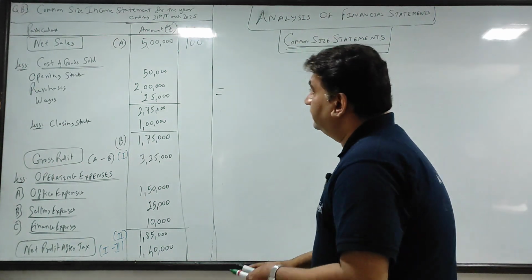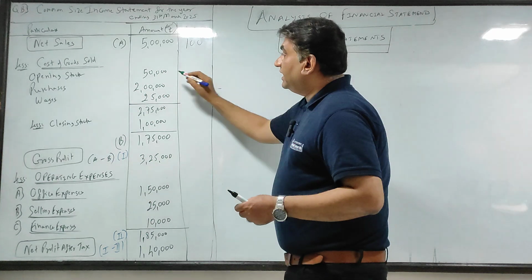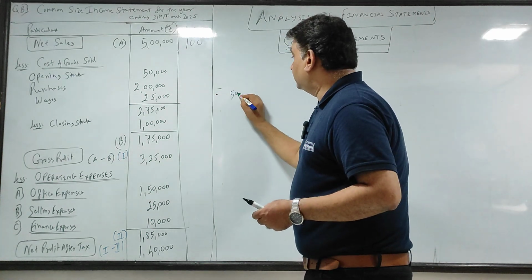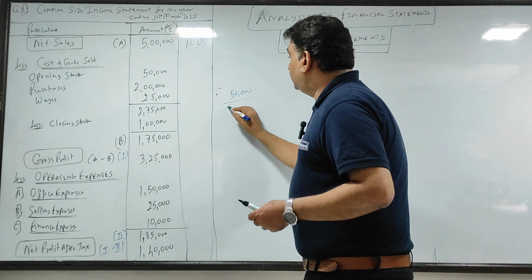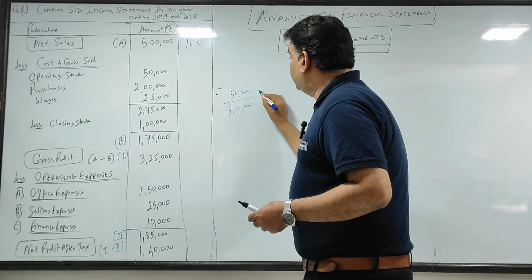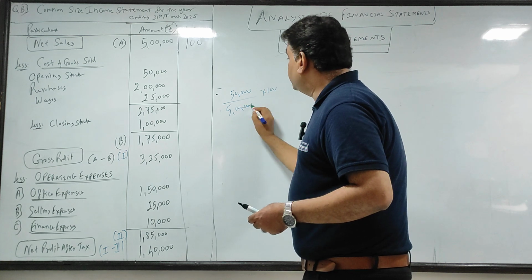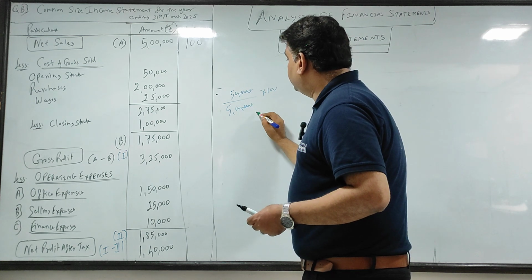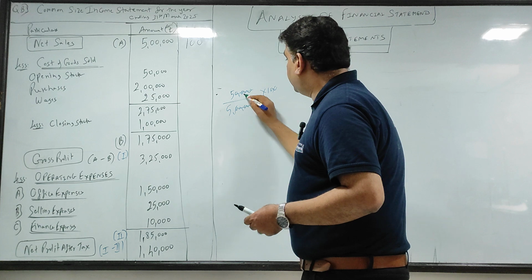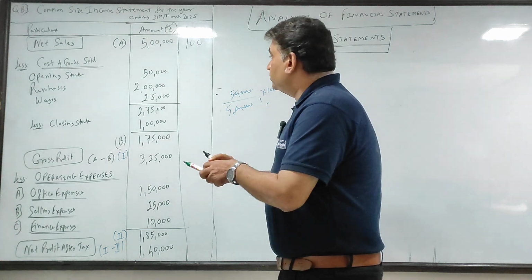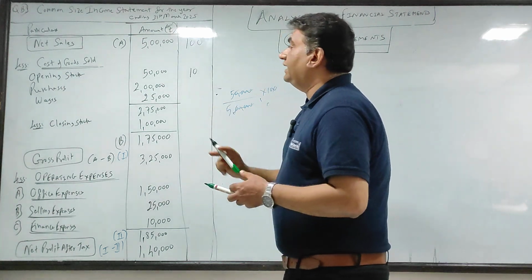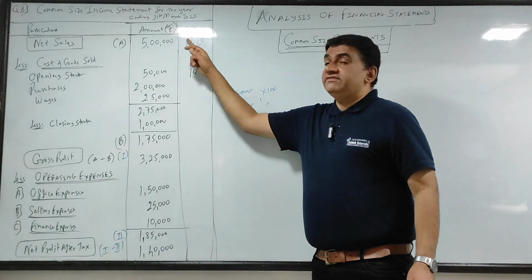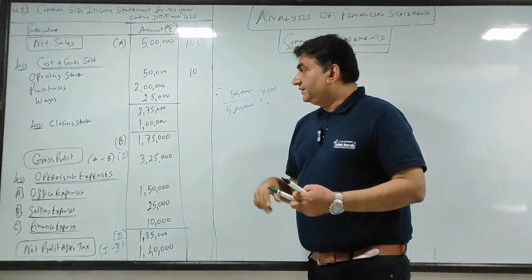First, do the same thing. 50,000 divided by 5 lakh into 100. 4 zeros gone, 1 zero gone, 1 zero gone. This is 10. So this becomes 10. 50,000 divided by 5 lakh into 100 is 10.